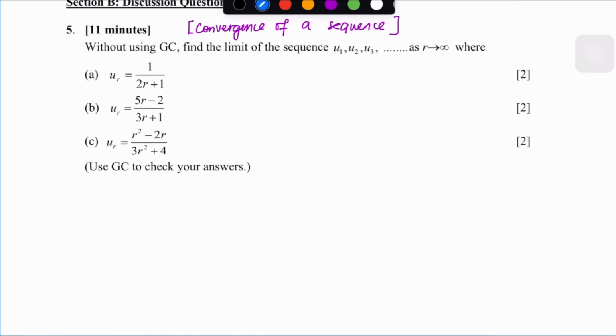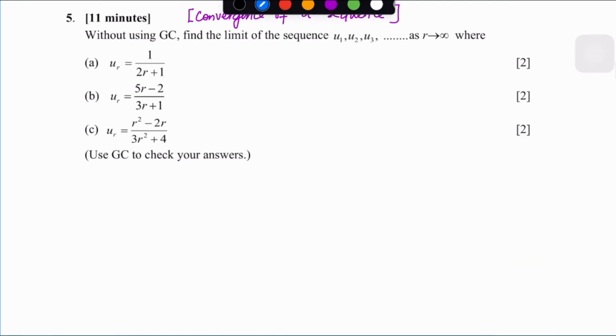So let's look at A. Without using the GC, we will use the algebra technique. I will present two different notations, and you choose what you want to do. The easier notation is: as r goes to infinity, what happens to 1 over this? This one, very obvious, will go to 0, because the denominator will become very big. So as this goes to 0, your U_r will approach 0 as r goes to infinity.